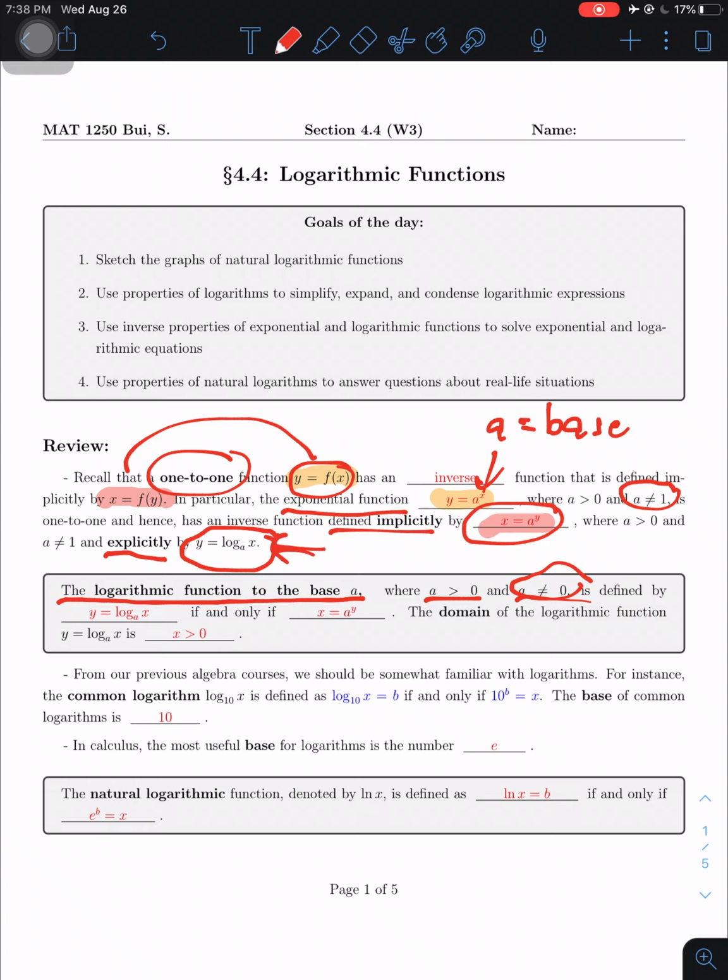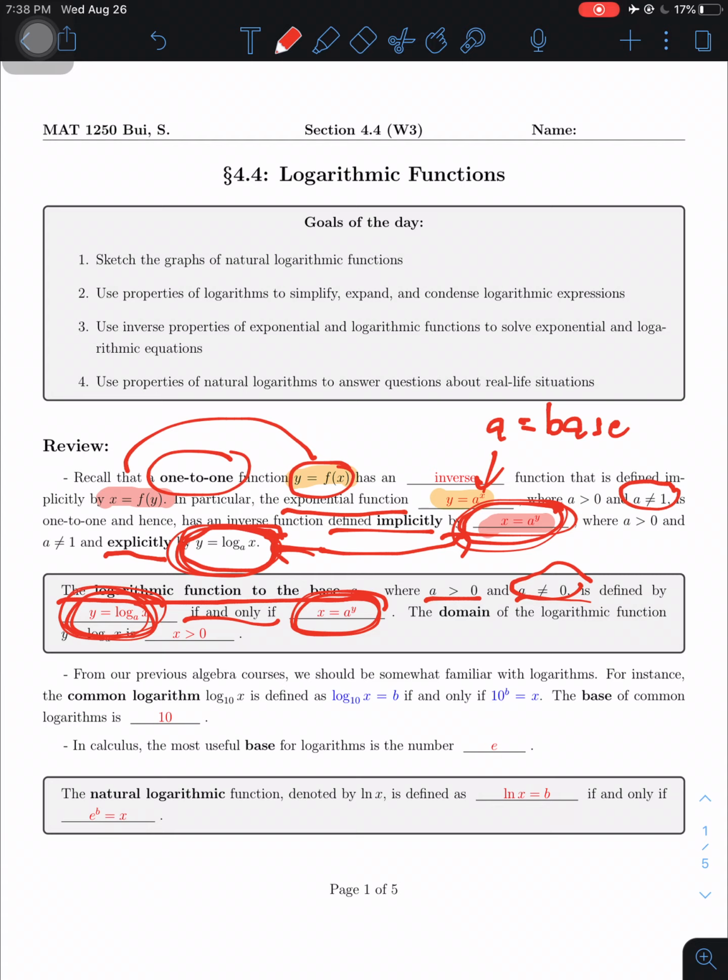So that is defined by this formula right here, the one that we had earlier in the circle: y equals log a of x, okay? This happens if and only if x equals a to the y power, right? So I told you there are two ways to represent the inverse function of the exponential function. We can have it implicitly like this or explicitly like that, okay? So these must be equivalent, have the same meaning as each other, right? So this happens if and only if this happens, okay?